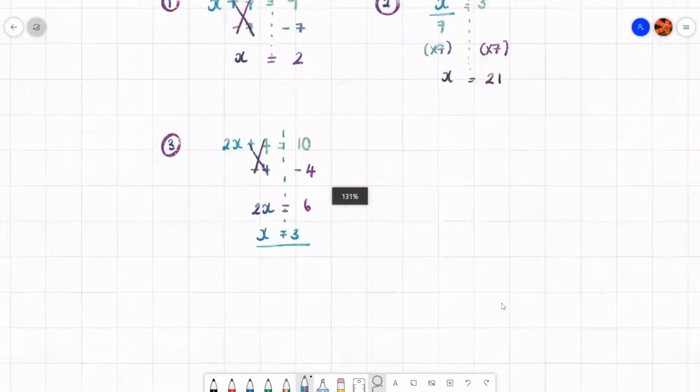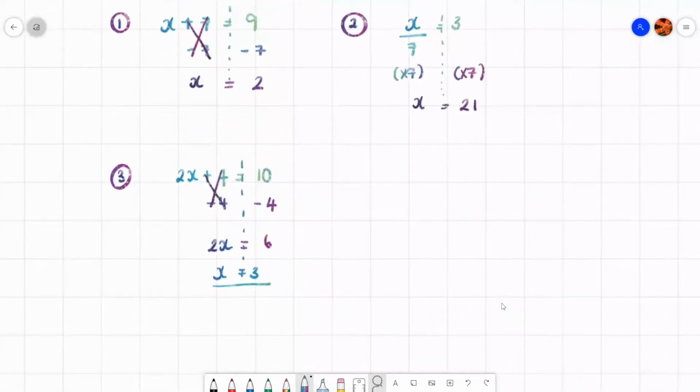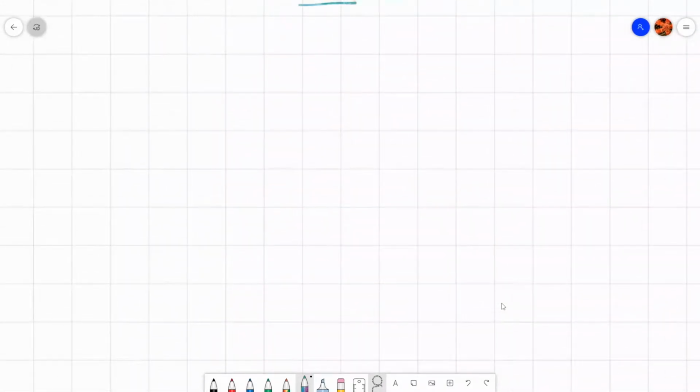Okay, so that is a little recap of solving linear equations where the x was positive. What happens now if the x is negative? Let's have a look. We may have something like this. 8 minus x equals 1. We can see here that the x is negative, isn't it? There's a negative sign in front of the x. Therefore, let's draw our dotted line. That's our balancing line.